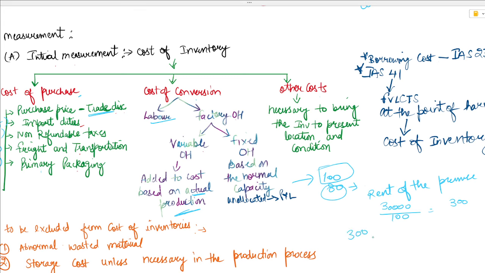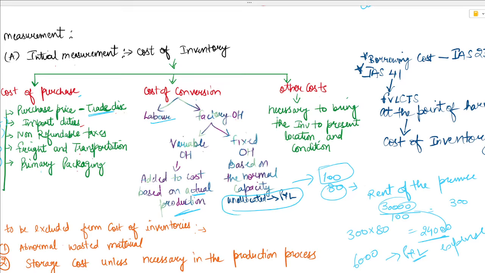Now 300 into 80 units will go to inventory, per unit wise. Then what will happen to the remaining 6,000? This 6,000 will go to P&L as an expense. You can expense it in the P&L. Okay. So unallocated will go to P&L.